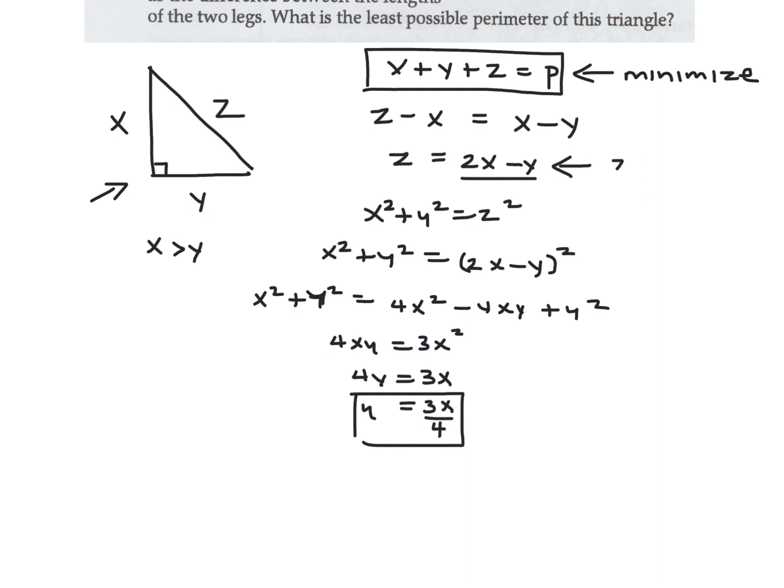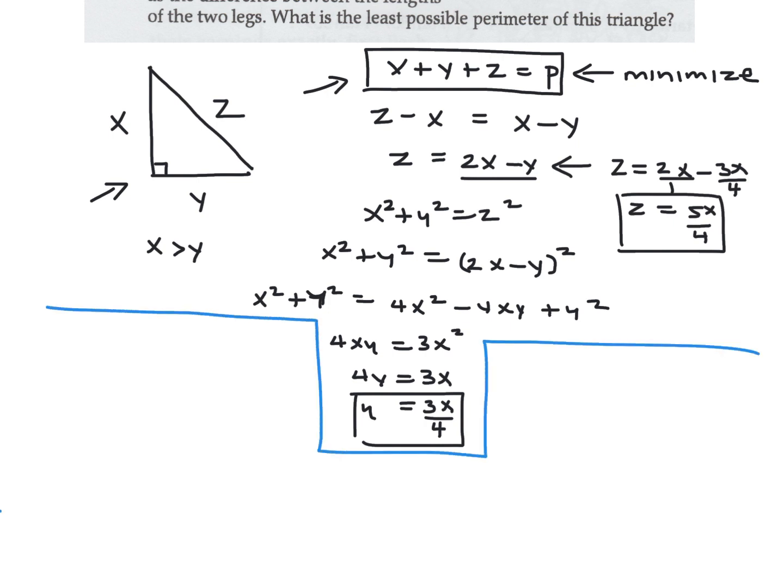And if I do, I'll get z is equal to 2x minus 3x over 4. And then that would mean z is equal to 5x over 4. Okay, that's great. That's exactly what I was hoping for. So now I can plug those values into there. So let's do that. So x plus y plus z is equal to p.